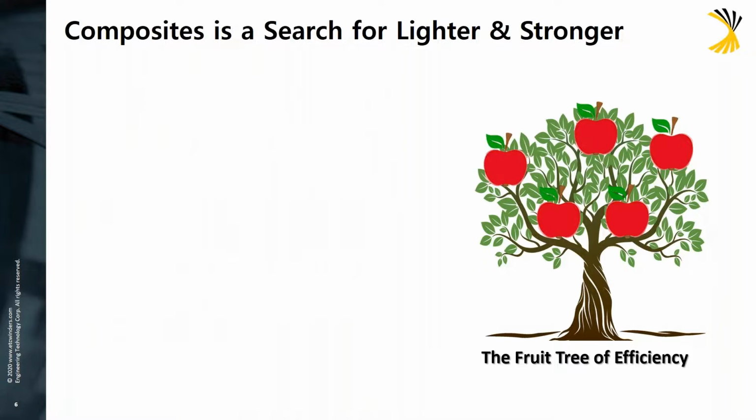Again, clip art. Composites is a search for lighter and stronger. And as I said in the previous slide, it's been squeezed. So a lot of the low fruit, I guess I should explain the fruit real quick. Right here we see an image of the fruit tree of efficiency. And anyone who's familiar with Six Sigma or other lean manufacturing principles has seen an image like this.